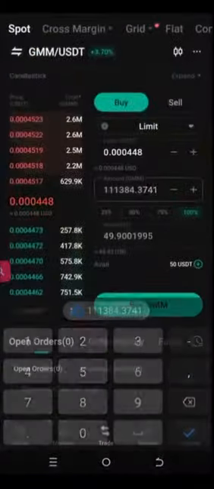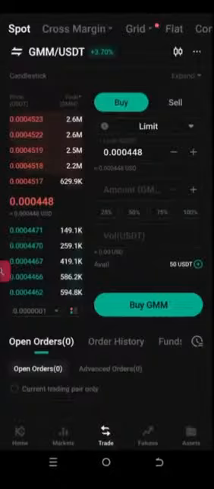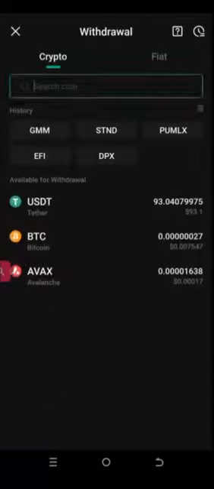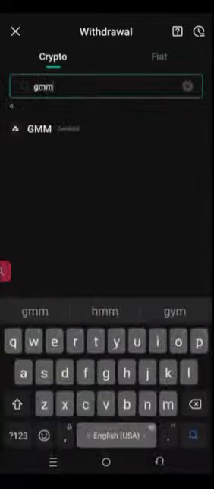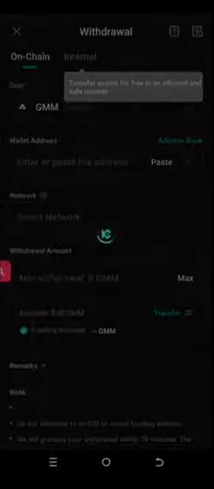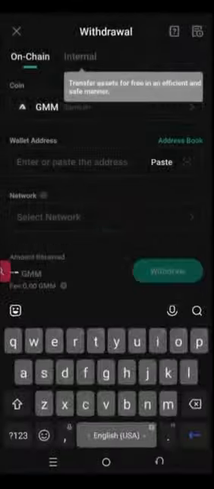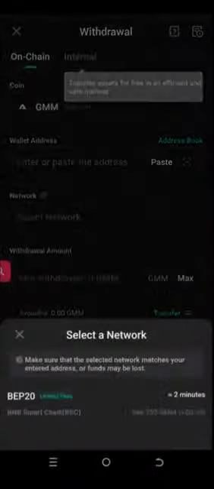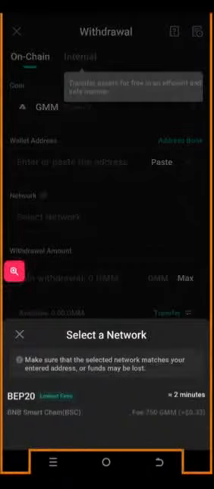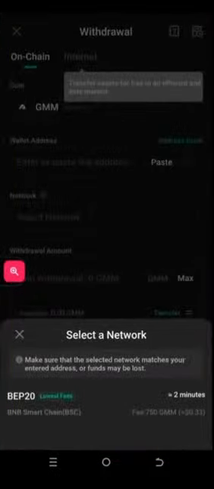So first off, let's go and check in the assets whether we can withdraw it. Let's click on that. And let's put GMM there, okay, and then we'll check for the withdrawal network. Let's click on that. Oh, it's BEP20. That's 33 cents. Wow, that's a whole lot. Most times BEP20s are like 4 or 5 cents. KuCoin's fees are quite high, so you gotta know that.